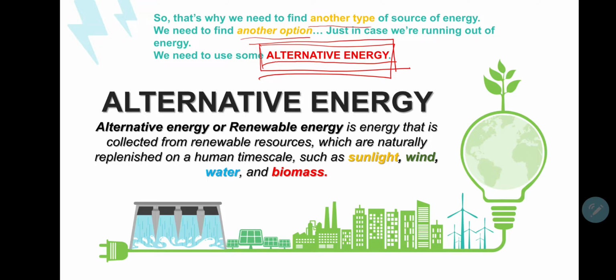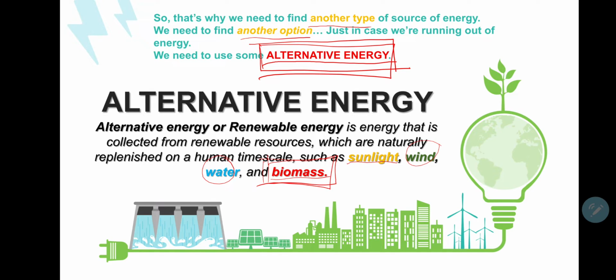Okay, let's just go to the example, sunlight. We will never run out of sun energy. We will never run out of the heat energy that is coming from the sun, because the sun is a star, and the star has a very, very long age. And wind, we will never run out of wind. The same goes with water. And the next thing is biomass. I will explain this biomass because maybe you never heard of this kind of word.